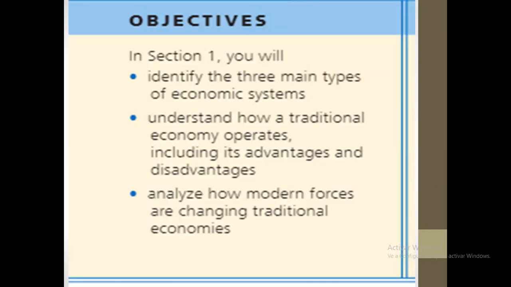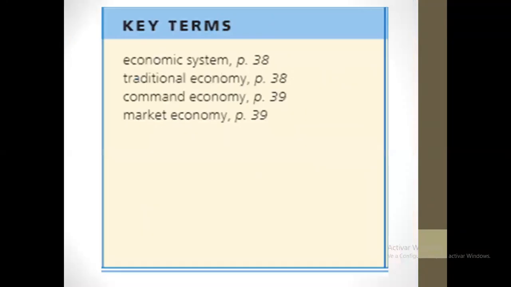Remember, there are more than 3, but anyway, we're going to focus only on these 3 principal ones, okay? Understand how a traditional economy operates, including its advantages and disadvantages. Analyze how modern forces are changing traditional economies. Now these are the 4 vocabulary words that you need to write in vocabulary number 1.